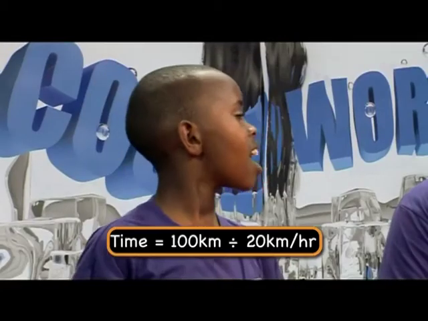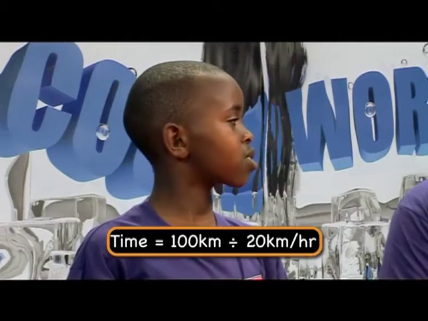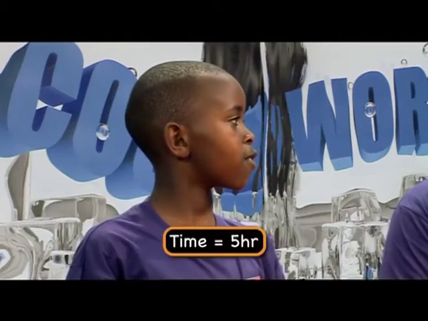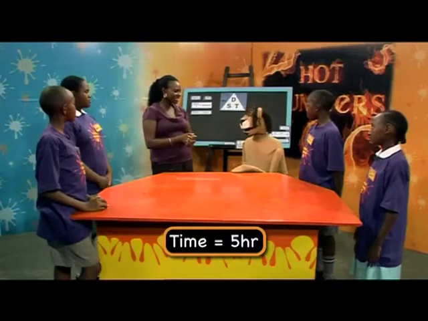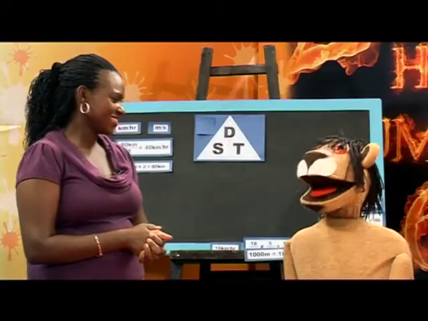Yes, Moirore? 100 divided by 20 is 5. So you were traveling for 5 hours. Oh, Teacher Pendo? Yes, Marara. Now, that was a very long journey. I think you ought to try driving a bit faster. I can run faster than that.